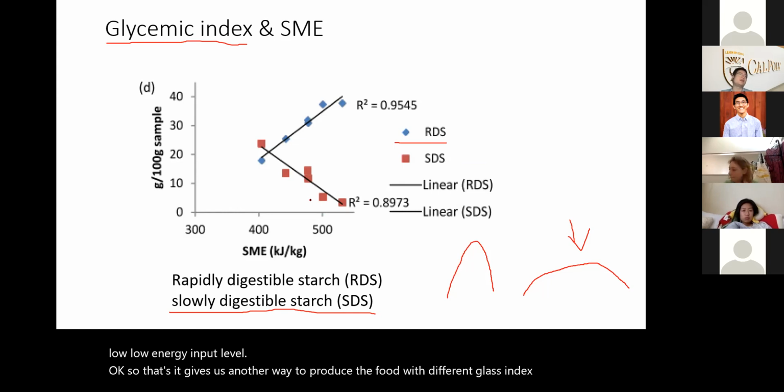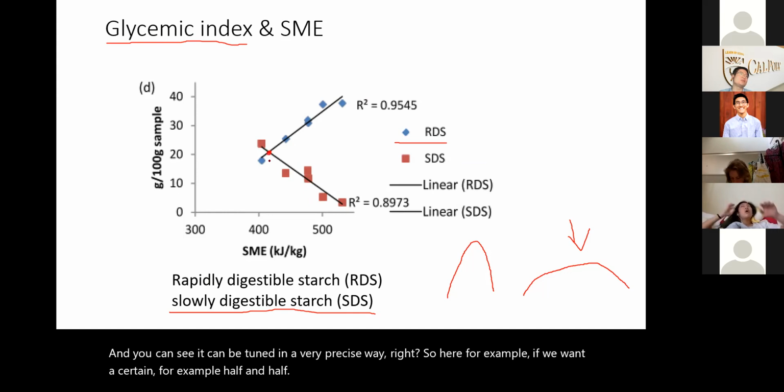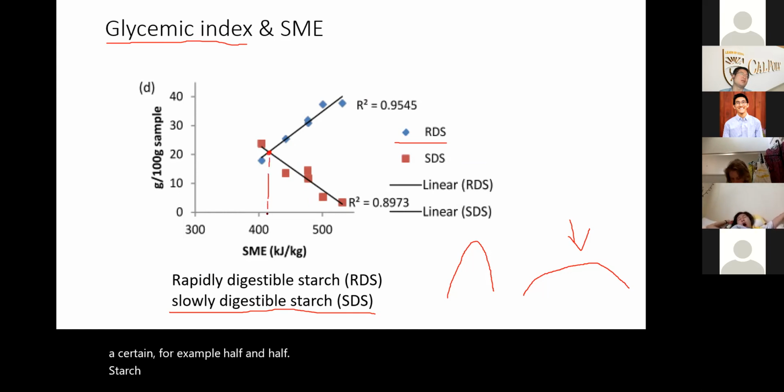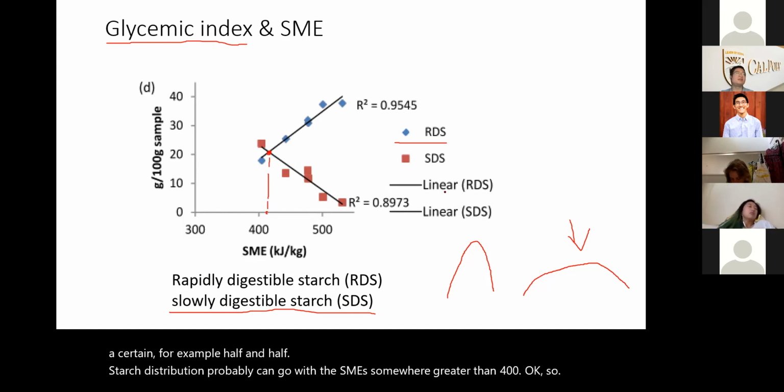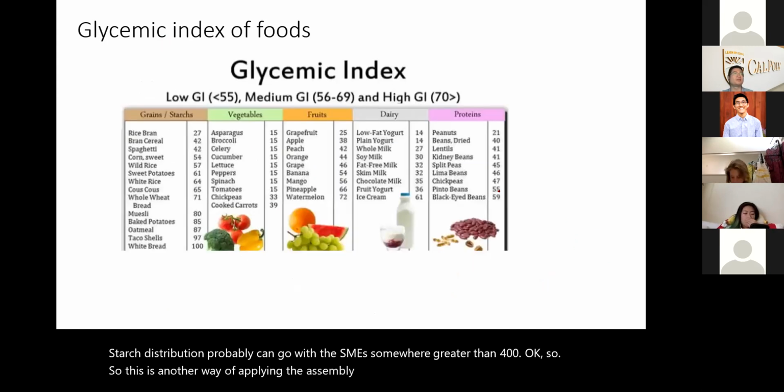And you can see it can be tuned in a very precise way. So for example, if we want a half and half starch distribution, probably you can go with the SME somewhere greater than 400. So this is another way of applying the SME in controlling food properties.